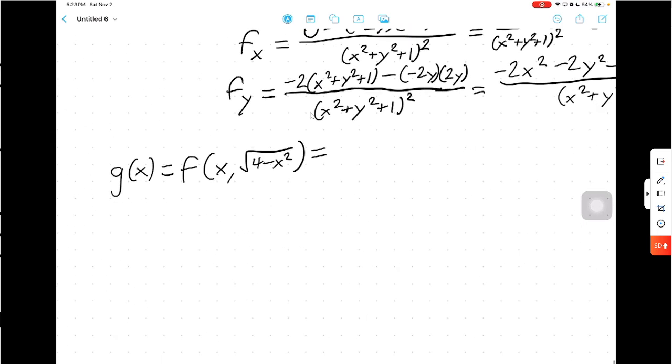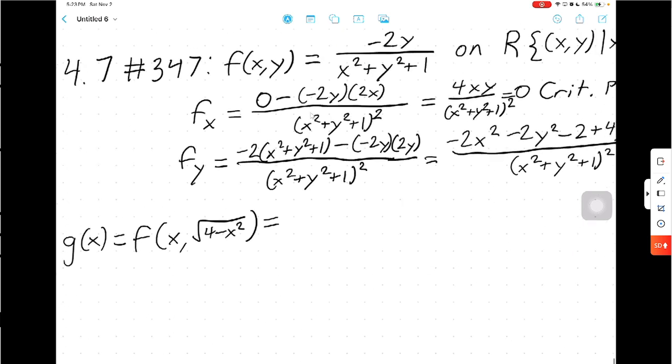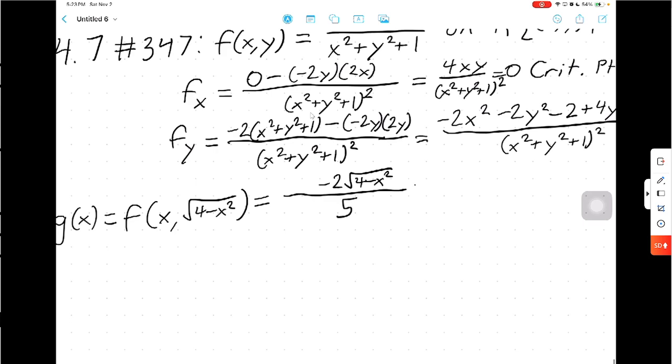So g of x is equal to f of x, comma, 4 minus x squared, so we just get -2 root 4 minus x squared. X squared plus 4 minus x squared is just going to become 4, so we're going to get 5.